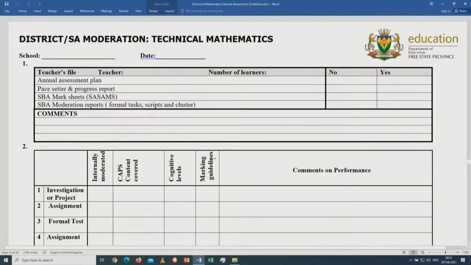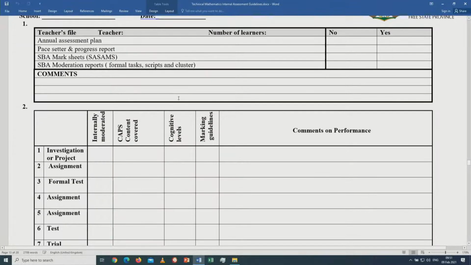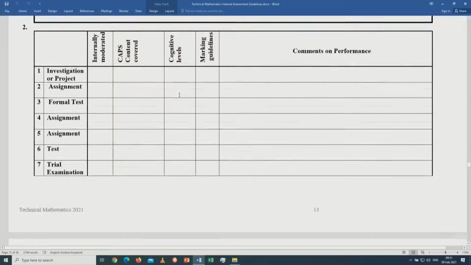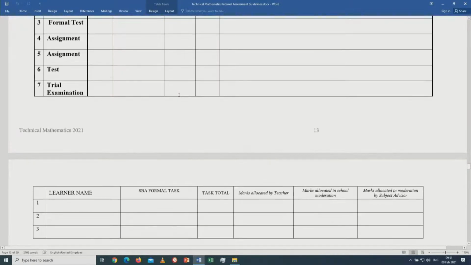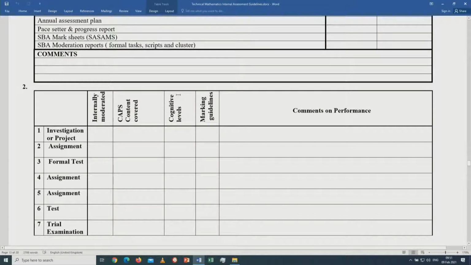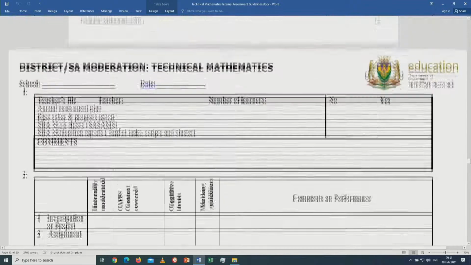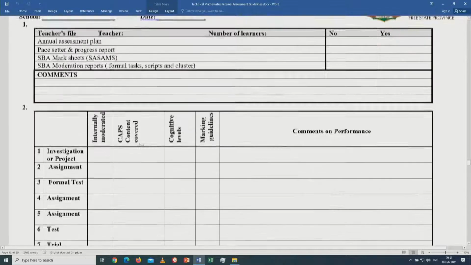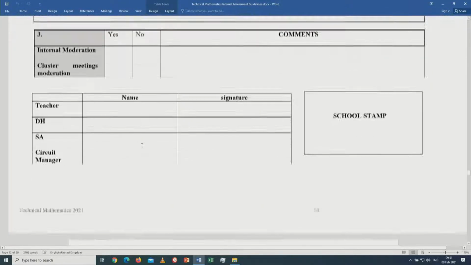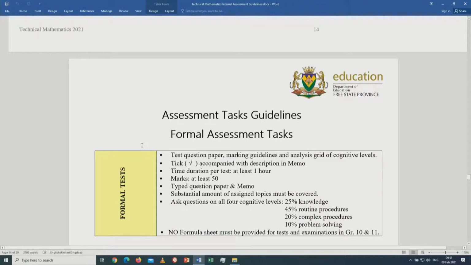And then subject advisor moderation. This is the tool when Mr. Stolle visits your school, Mr. Ludibana comes to your school, they look at these things, and this is the tool that they use to moderate. Orientate yourself. Don't be shocked that I come and then I request 1, 2, 3 things and then you don't have them there with you.